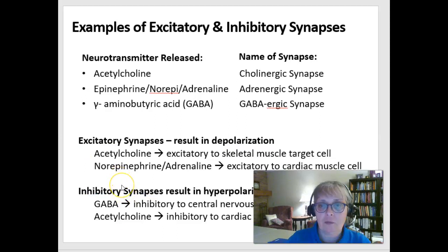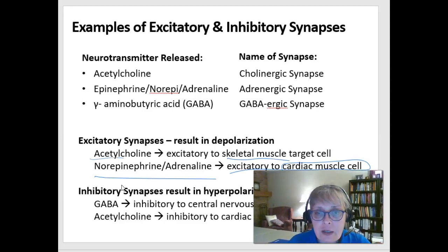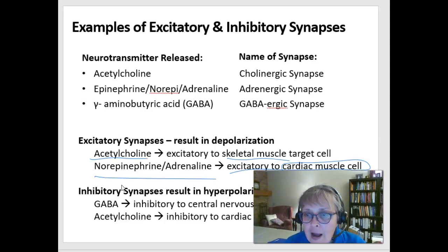Epinephrine or adrenaline is released from an adrenergic neuron to a cardiac muscle cell. The cardiac muscle cell is always depolarized or excited. So in order for our skeletal muscles to contract, they receive acetylcholine from a neuron. In order for your cardiac muscle cell to contract faster, actually, they receive epinephrine.